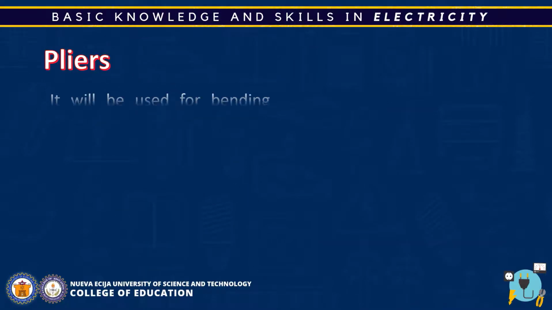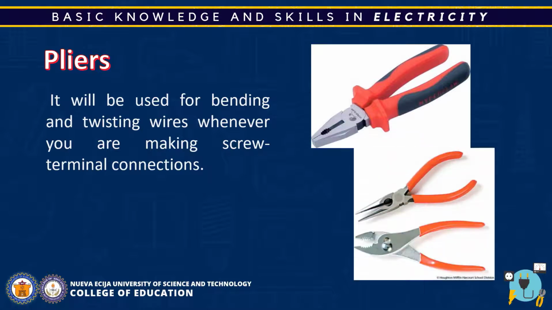First on the list is pliers. It will be used for bending and twisting wires whenever you are making screw terminal connections. Pliers are available in different types, shapes, and sizes. They are also available in both insulated and uninsulated handles. Uninsulated handles should be used when working on or near hot wires. It is also used for cutting big and small wires.